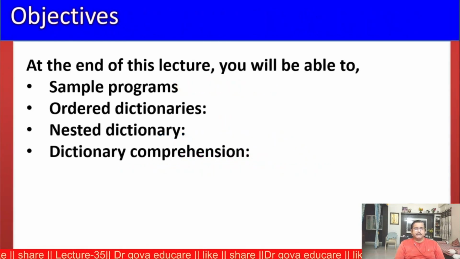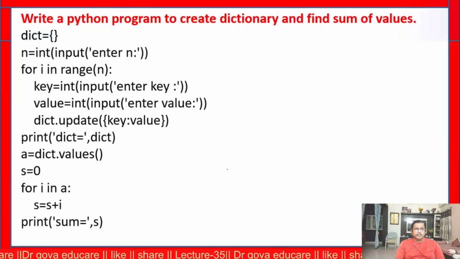At the end of this lecture, you will be able to learn some sample programs, ordered dictionaries, nested dictionaries, and dictionary comprehension. Now, this is the first sample program: write a Python program to create a dictionary and find the sum of values.